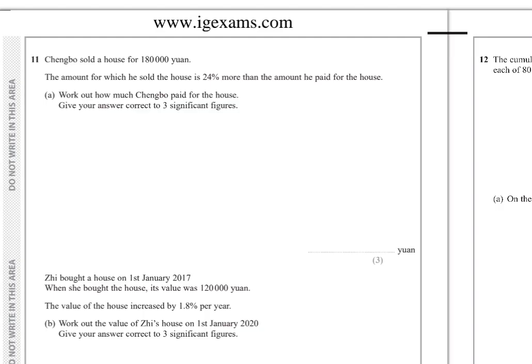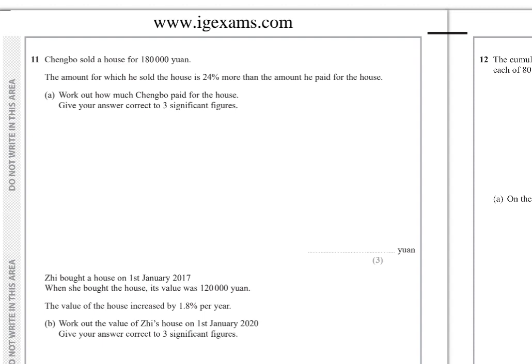11. Shangbu sold a house for 180,000 yuan. The amount for which he sold the house is 24% more than the amount he paid for the house. Work out how much Shangbu paid for the house. Give your answer correct to 3 significant figures.